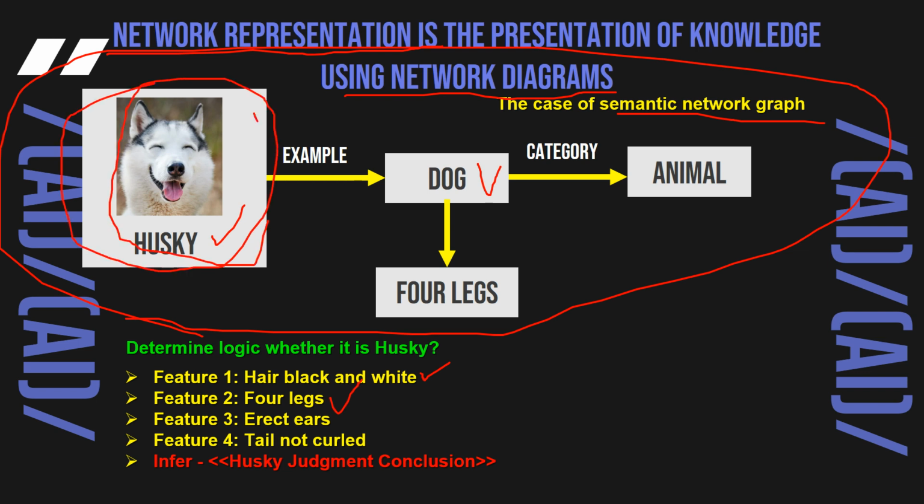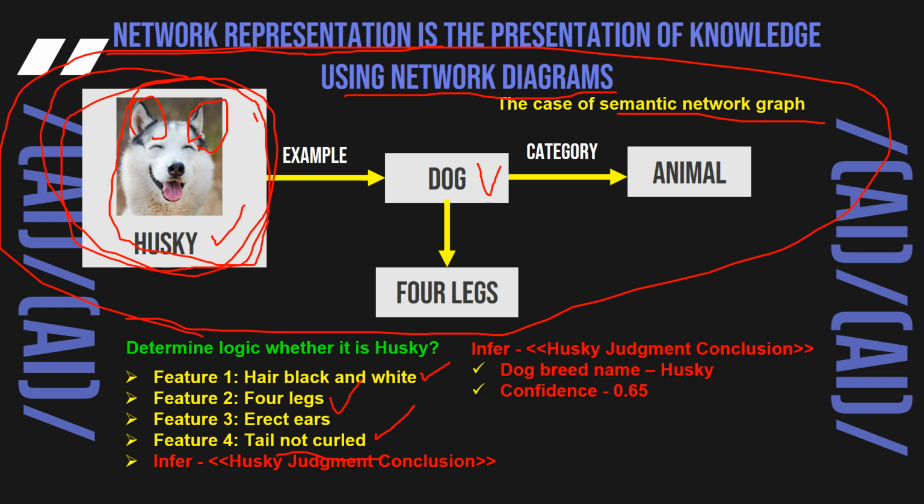But remember, if it is a probability, be careful about the intellectual probability. Feature 3, erect ears, right here. And feature 4, tail not curved. So I didn't show the whole body of the dog, but if you know the husky, the tail is not curved. So infer, infer is very important. Based on the 4 features right here, you can make a judgment about the husky conclusion. And for the AI, normally they will not give a definite answer.